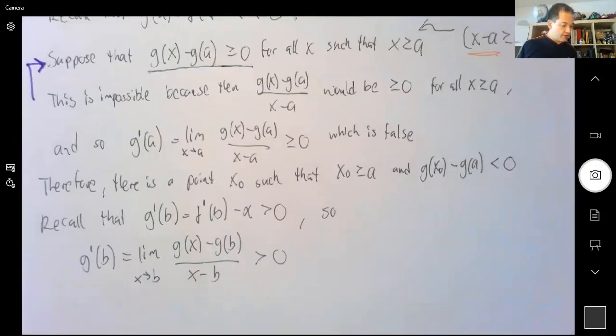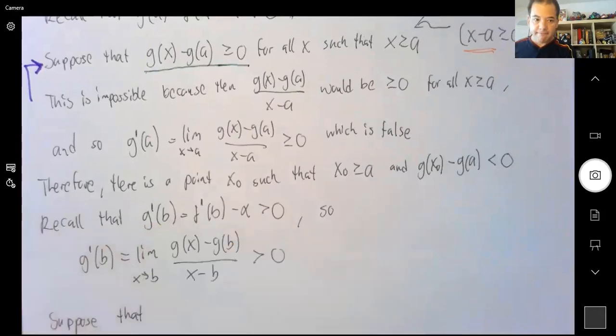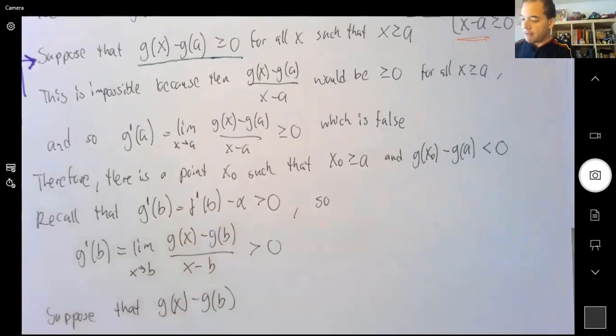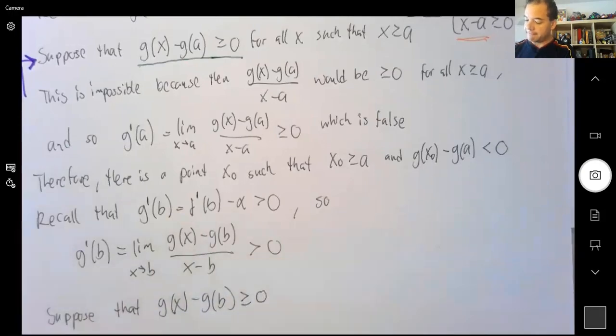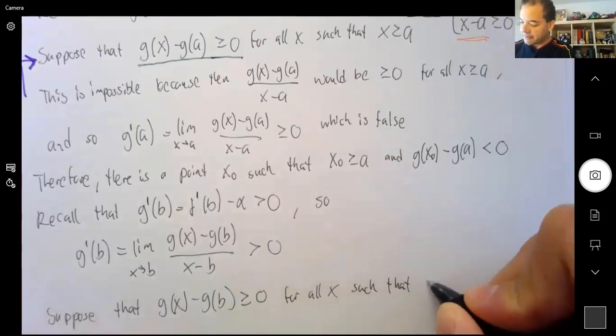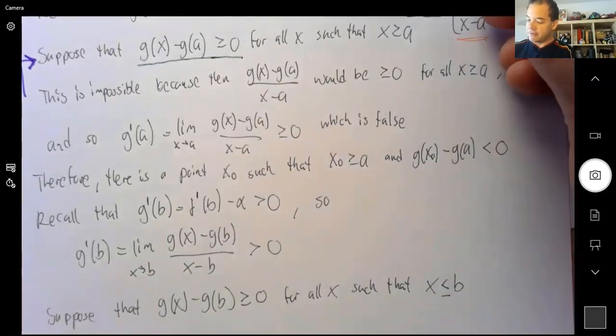Now, the same thing. Suppose that g of x minus g of b. So now this is positive. So the contradiction would be that this would be negative, right? X minus b is negative, so it will still be greater than or equal to 0 here for all x, such that x is less than b this time, right? Because now I'm gonna use x's to the left of b.